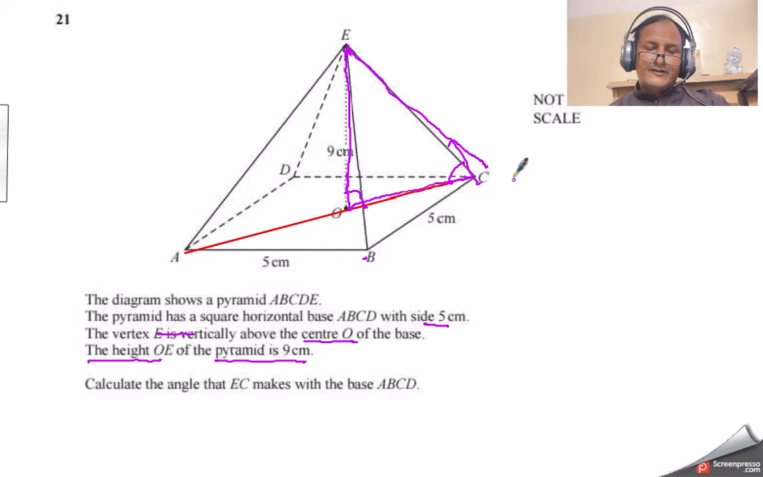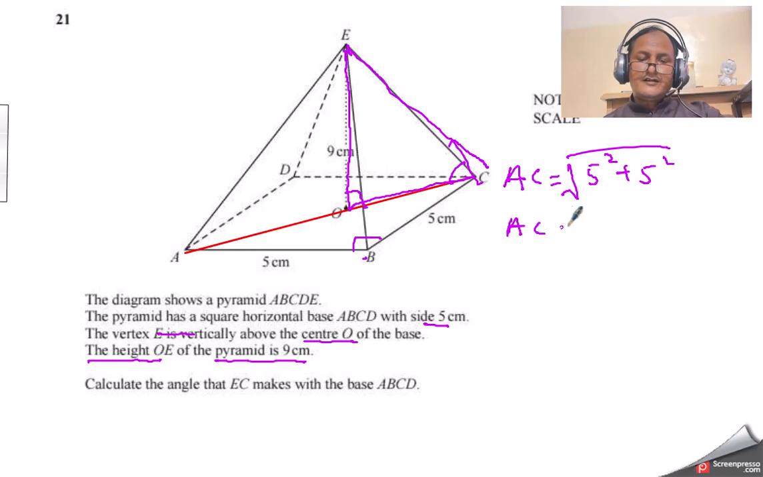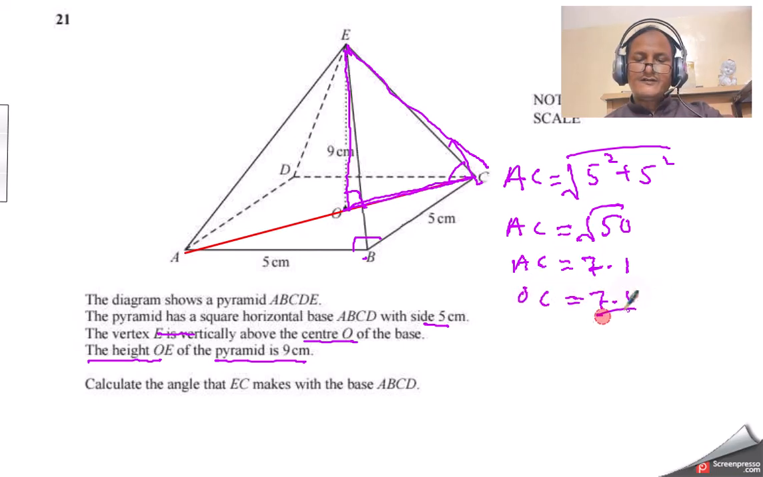Then we're supposed to find AC. This is the square with the 90 degrees angle, so AC equals the square root of 5 squared plus 5 squared. We have the square root of 50. Then AC is 7.07 or 7.1. Then we find OC. OC is half of AC. Then 7.1 divided by 2 gives us 3.55.